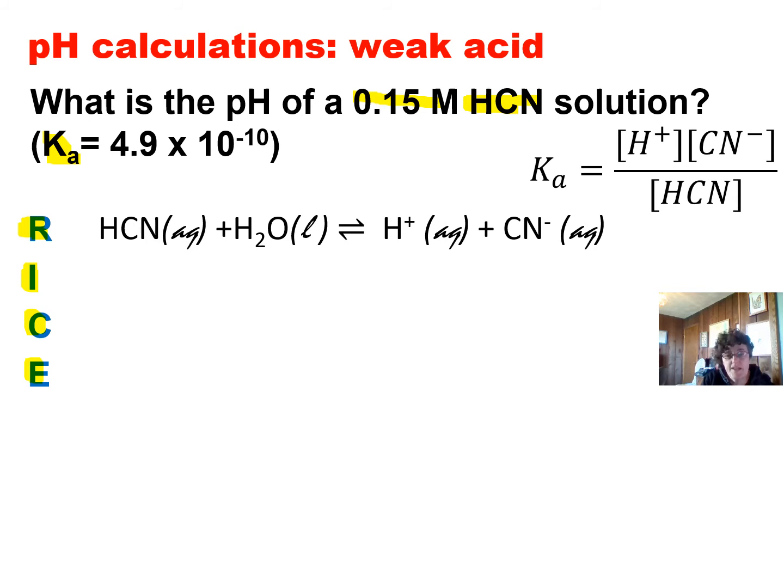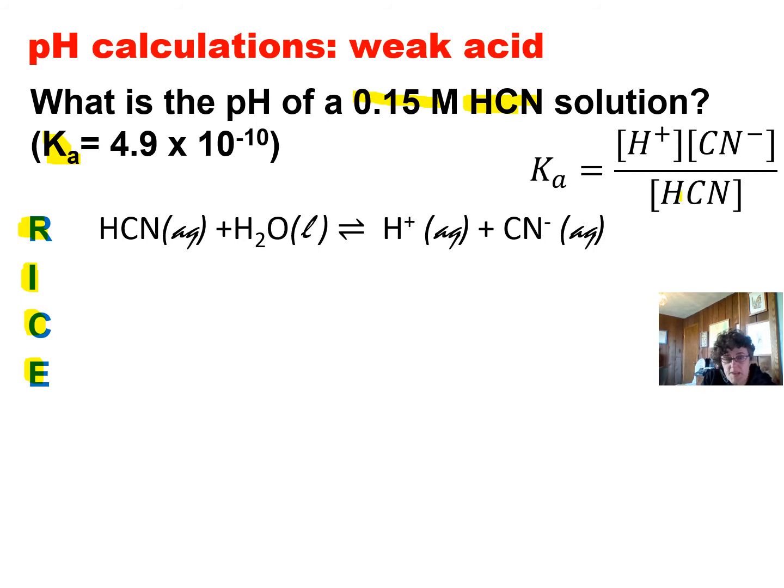Because the concentration I'm giving you, 0.15, is the concentration initially. So imagine like I haven't yet made the solution. I have the HCN in one hand and I have the volumetric flask in the other hand. I have not yet poured the HCN into the solution.